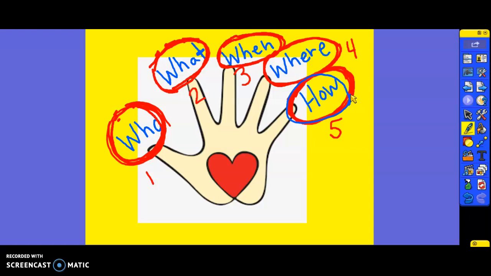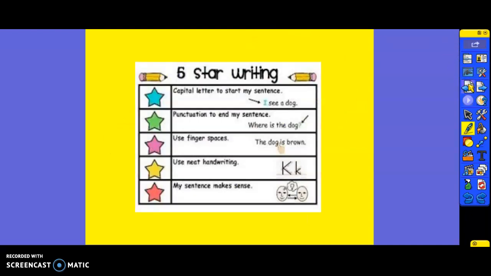We're going to make sure that our story today has all of these important details. The who, what, when, where, how. We're going to read Ms. Nakhan's story and then go back and check to see that we have our 5 important details. We're also going to be checking Ms. Nakhan's writing with our 5-star writing.